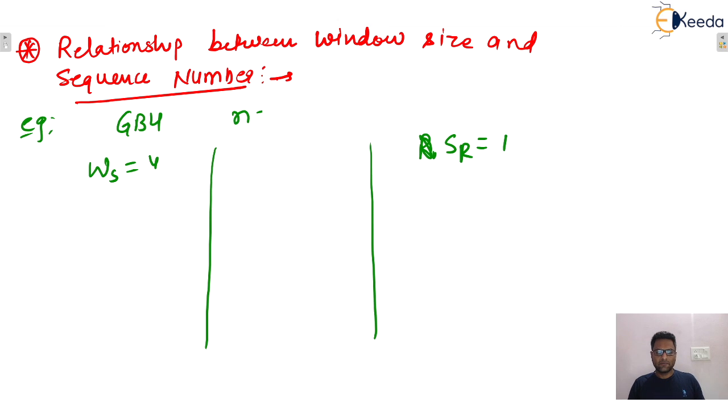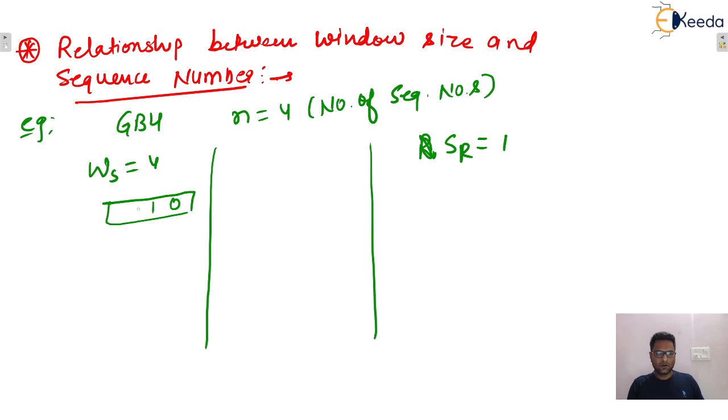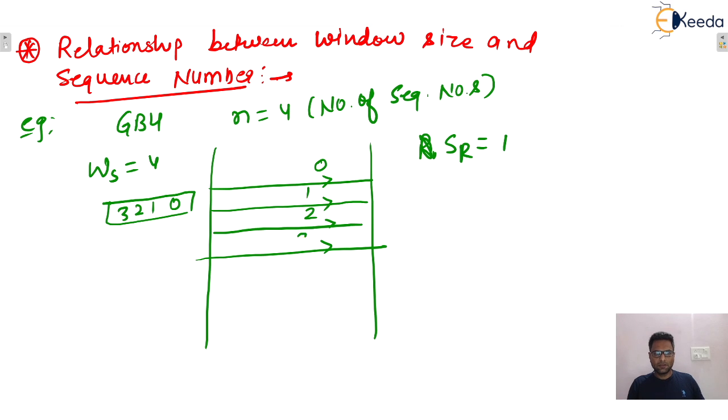Let's say the n value is 4, that is, the number of sequence numbers. That means there are 4 different sequence numbers, isn't it? Now you only tell me, so window size will be what? 4. So let's say that is 0, 1, 2, 3. So packet 0 will be transmitted, packet 1 will be transmitted, packet 2 will be transmitted, packet 3 will be transmitted, isn't it? Now what happens?